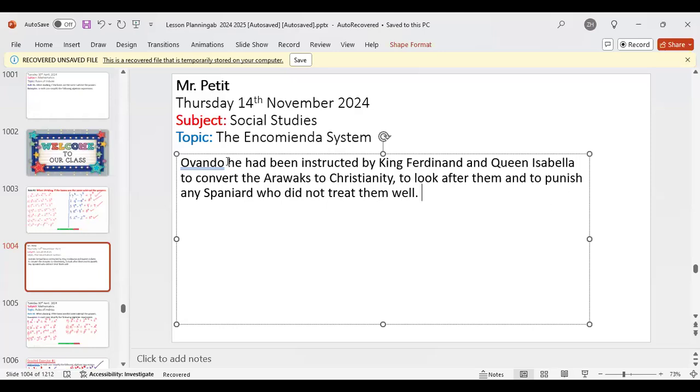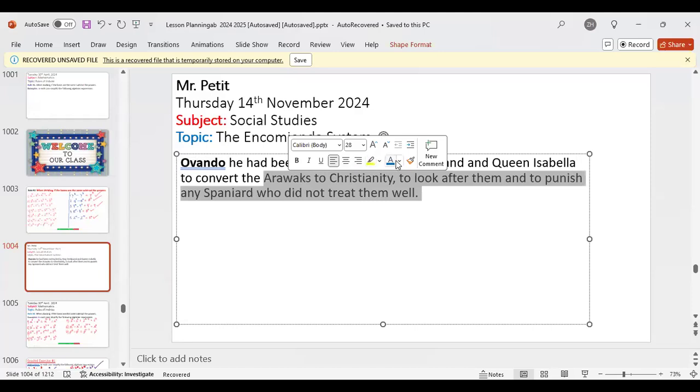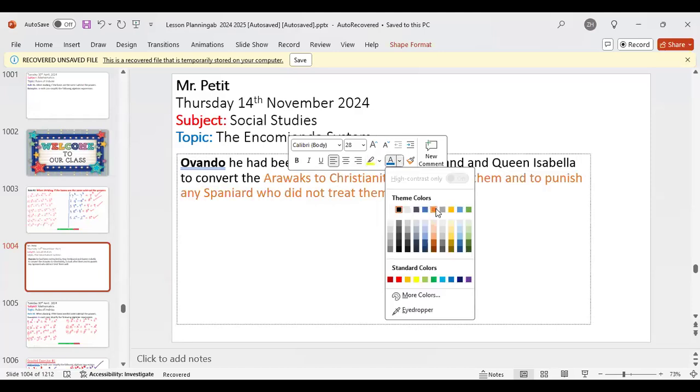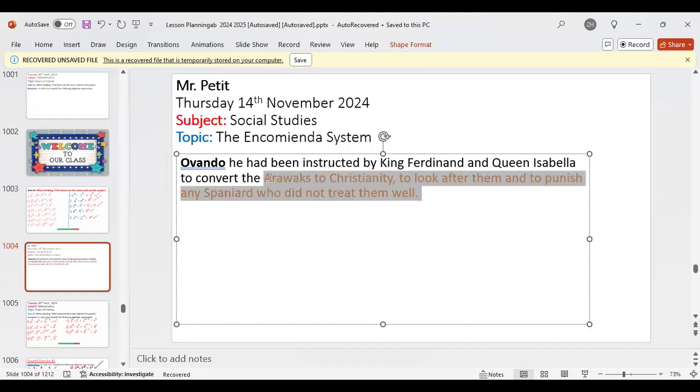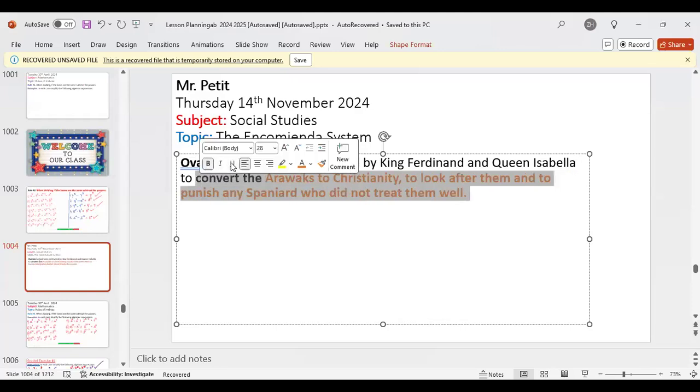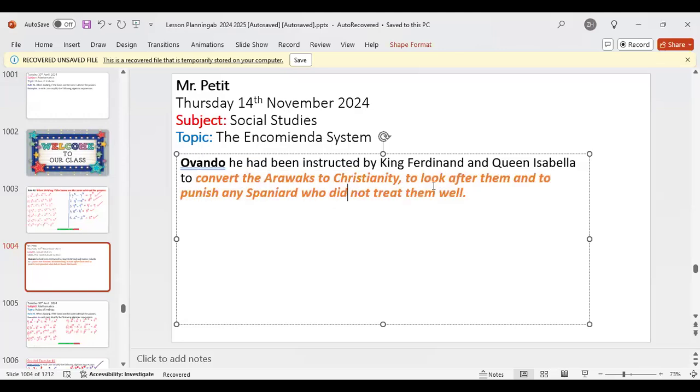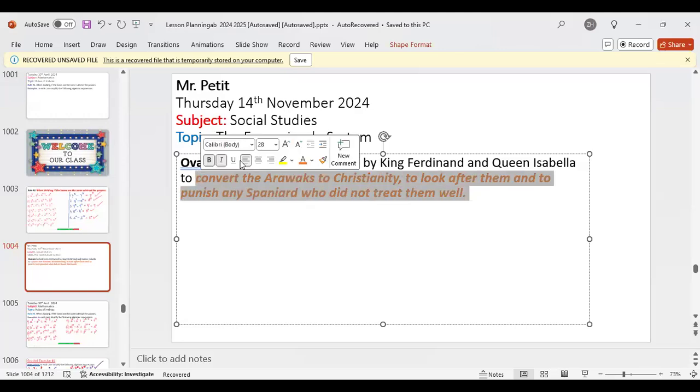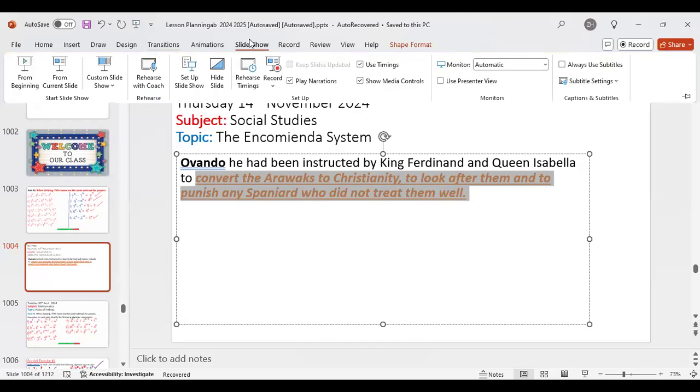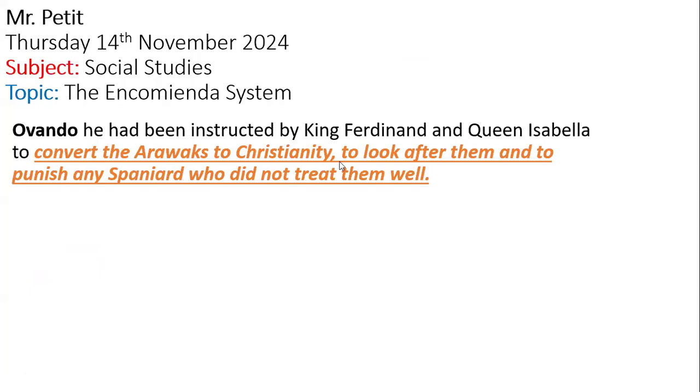Okay, Ovando, Christopher Columbus already found out this new place, and we know that Arawaks are living there. We want you to do three things. What are the three things that they wanted Ovando to do? Be nice to the people. To look after them. What else?